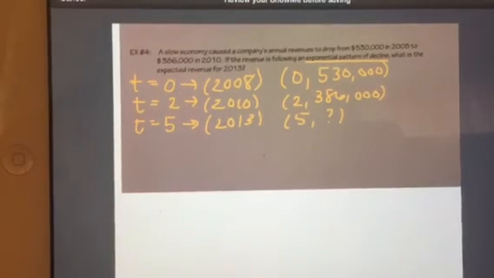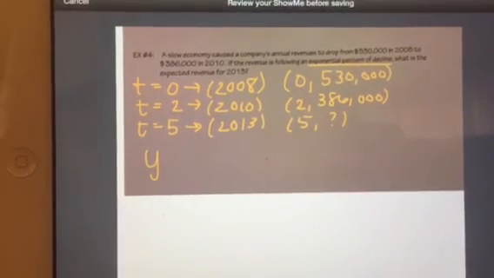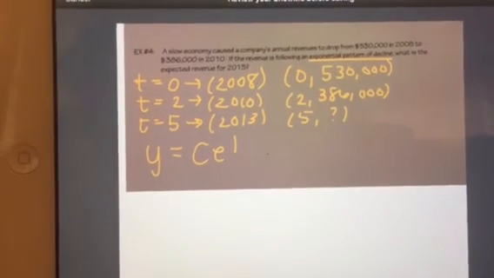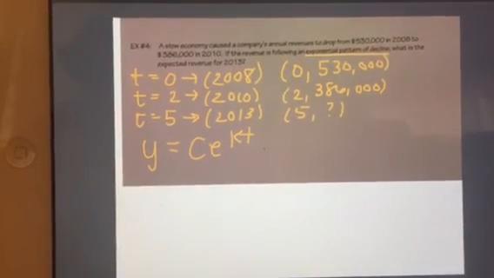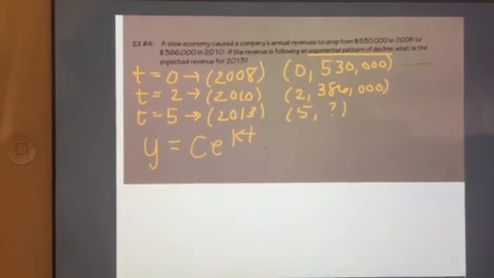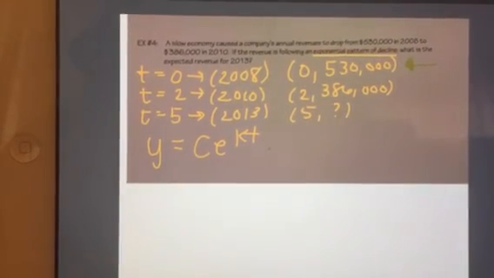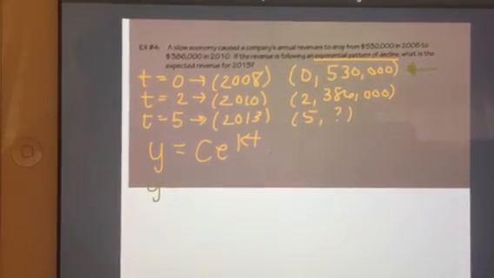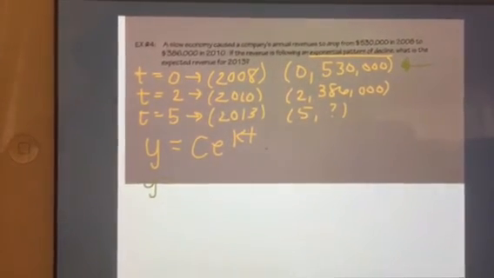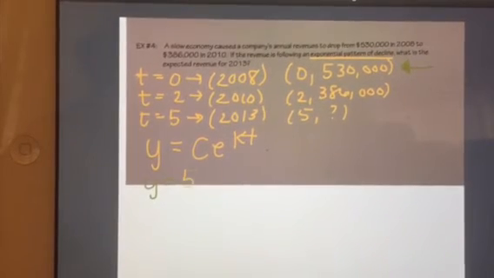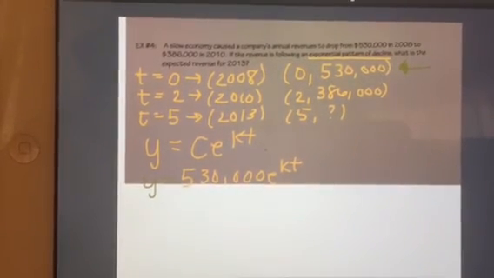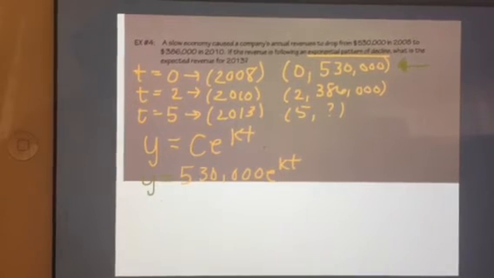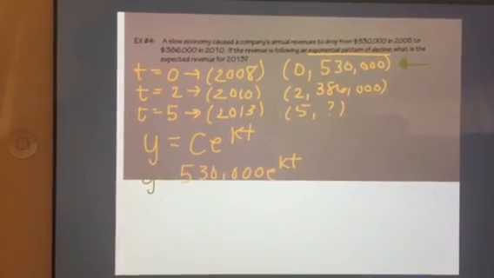Well, because it's an exponential pattern, then that's going to follow y is equal to ce to the kt. We already have our initial value, meaning our c, which is this value here. So we have y equals 530,000 e to the kt. So using this, we're now going to find the value of k. So we're going to take our second point that was given to us.